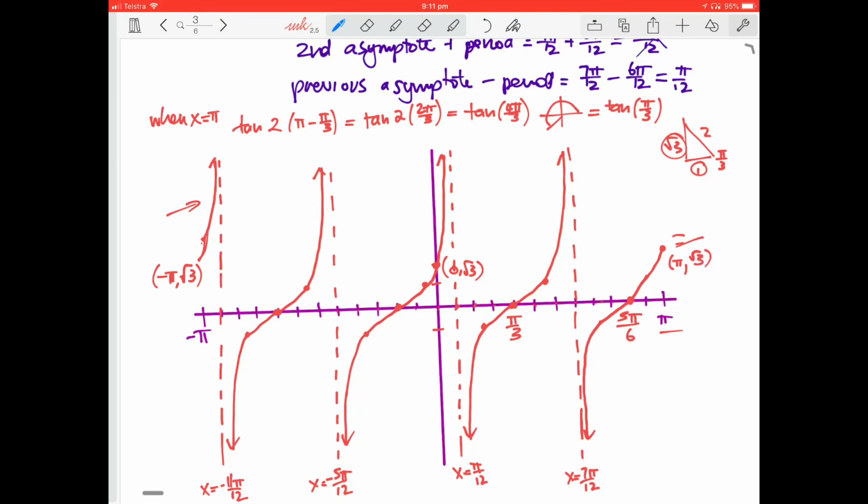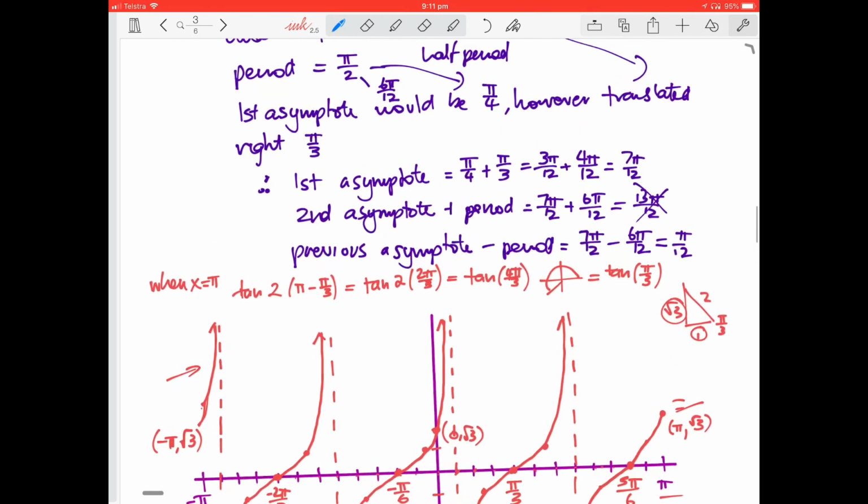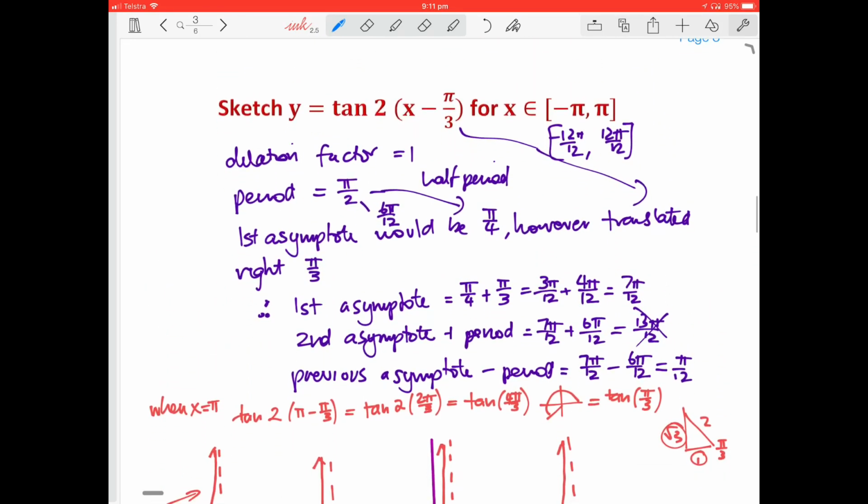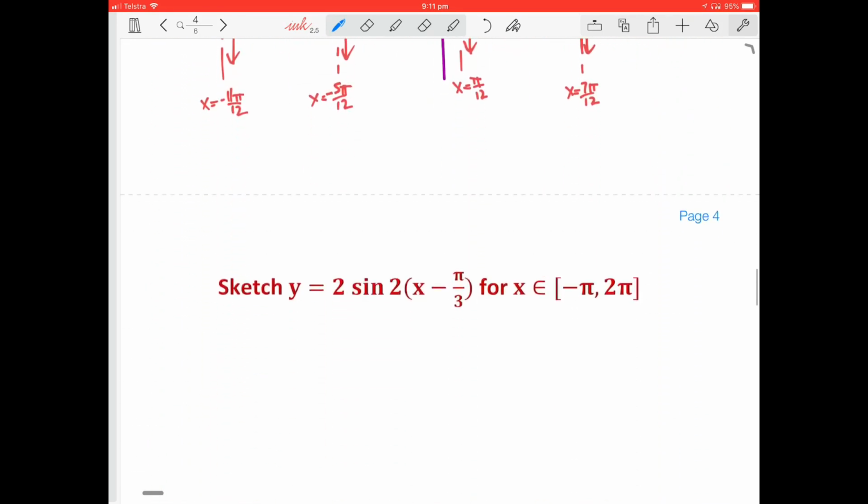Back here, negative 2 pi on 12 or negative pi on 6. Negative 2, 3, 4, 5, 6, 7, 8, negative 8 pi on 12, which is, divide them both by 4, negative 2 pi on 3. So there is our tan graph from negative pi to pi with a translation pi on 3 to the right, and it has a period of pi on 2.